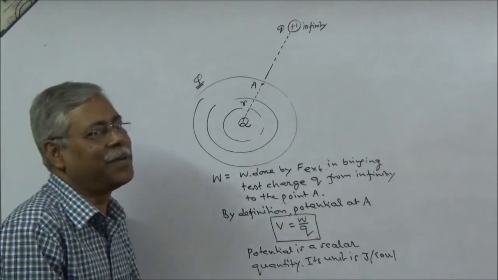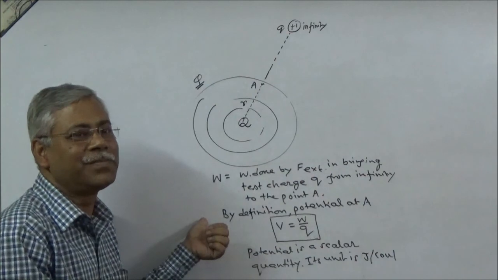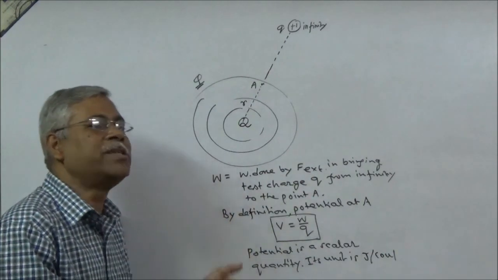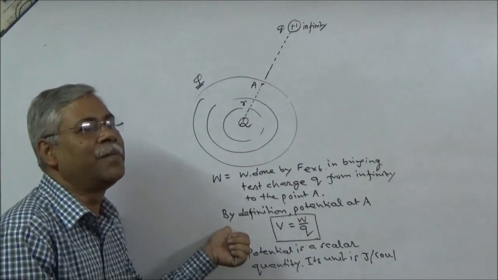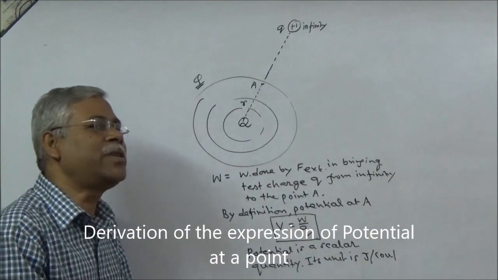Okay. So what will be our next question? We'll find an expression for potential. What is the expression for potential? 1 by 4 pi epsilon naught into Q by R. Okay, so write next question.